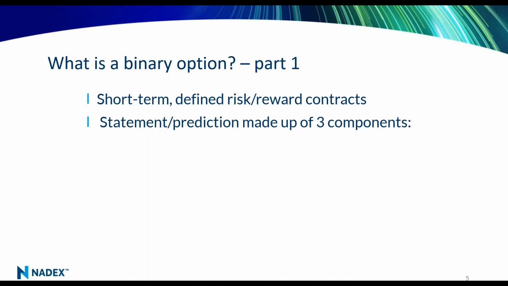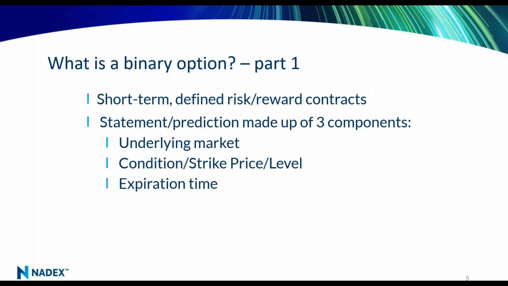But these contracts that we have, they're all short-term contracts, and a binary option is a statement or a prediction. And that prediction has got 3 components to it. There's an underlying market. So today I'm going to use the S&P 500, and we've got a variety of underlying markets. We've got equity indices, foreign exchange, and commodities like gold and oil. But let's talk about the stock market. Everyone talks about the stock market, and the S&P 500 is a terrific benchmark because it's the top 500 stocks in the United States.